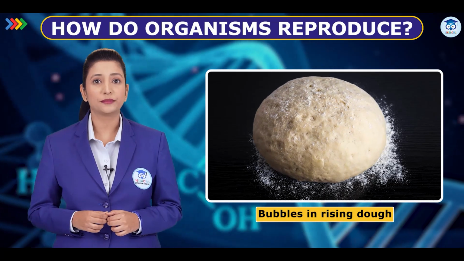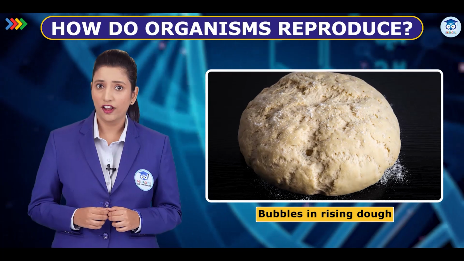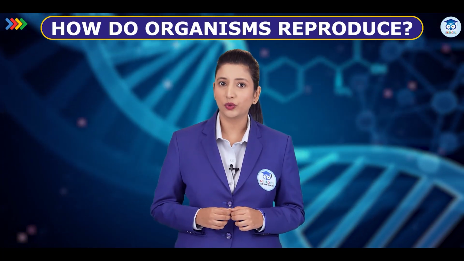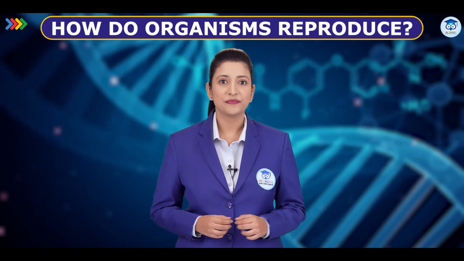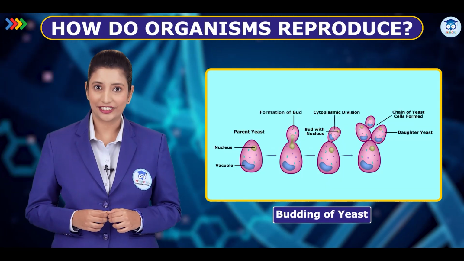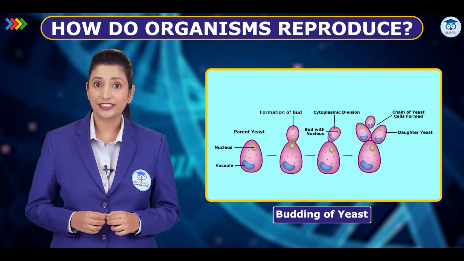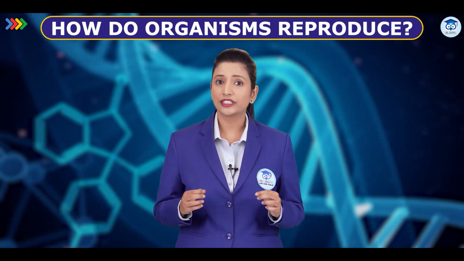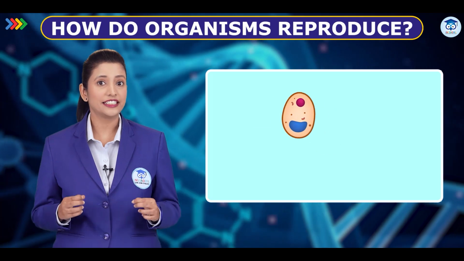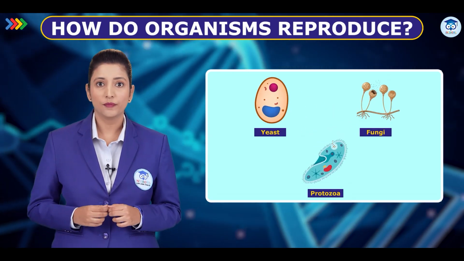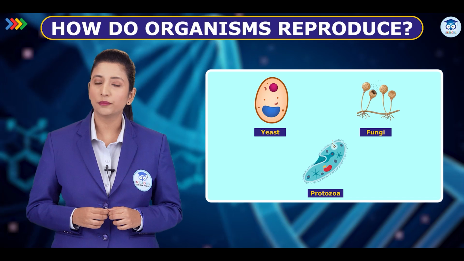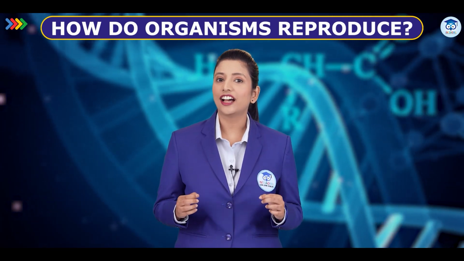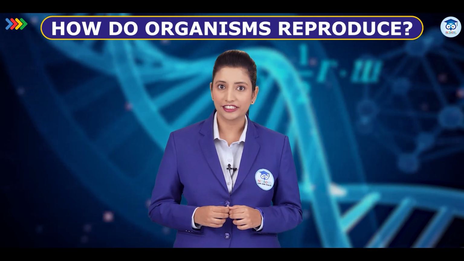Students, let's notice bubbles in rising dough or fuzzy spots on old bread. They might seem like signs of something going stale, but actually, they are proof that tiny living organisms are at work, doing something essential, reproducing. We'll now discover how single-celled organisms like yeast, fungi, and protozoa use different methods to create more of their kind. And to understand this better, we'll start with two quick and simple activities.